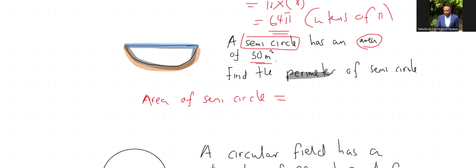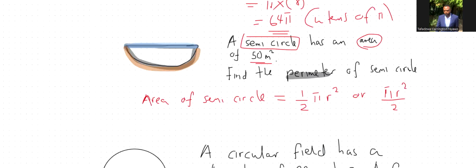So what do I have first? The area of the full circle. So this becomes the formula of the area of the semicircle, which is half pi r squared, or I can just simply write pi r squared divided by 2. So this is the formula that they used.